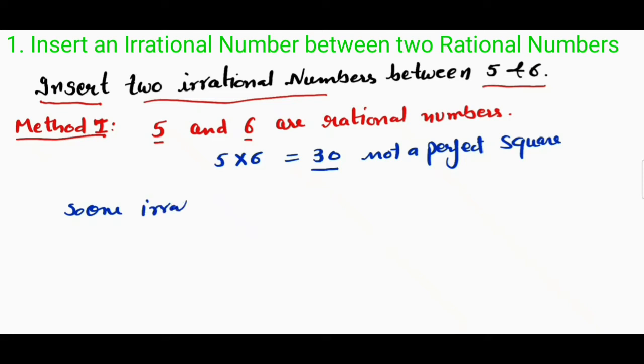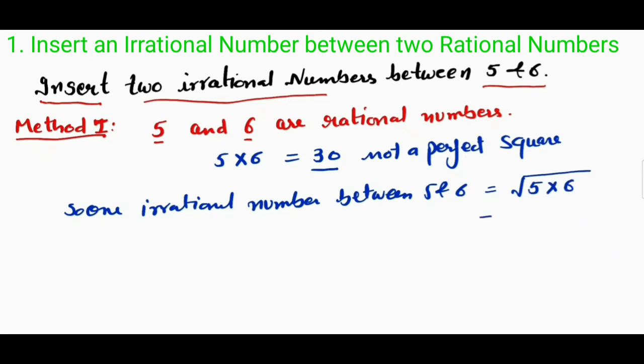So one irrational number between 5 and 6 is equal to square root of 5 multiplied by 6, which is equal to square root of 30. Correct? So we can write this as 5, square root of 30, comma 6. Now we have to find two irrational numbers between 5 and 6. So now you can see these two numbers. You can take these two numbers as well as you can take this. This is your choice only.